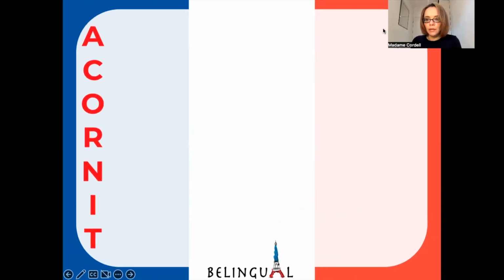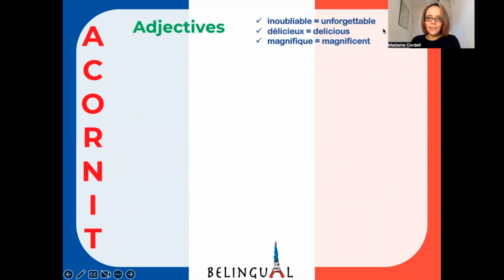To help you do that, make sure you use Acornit, write it on the corner of your page, and try to have a couple of ticks against each letter. So A stands for adjectives. You have inoubliable, délicieux, and magnifique as examples there on the screen, which are quite nice and easy to use for the topic of customs and festival.